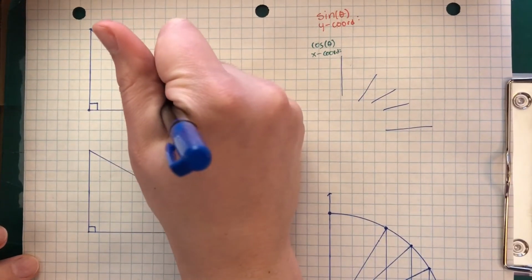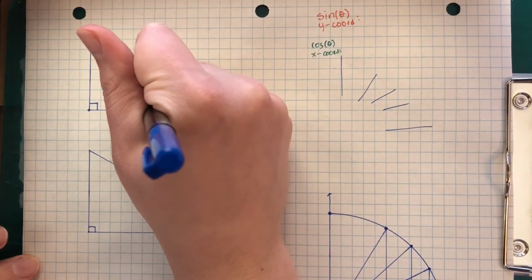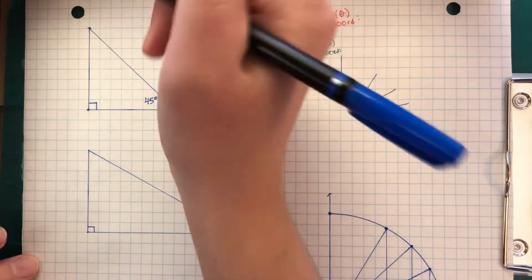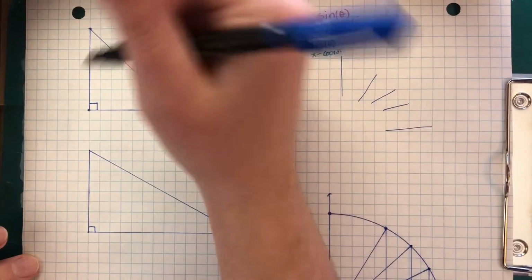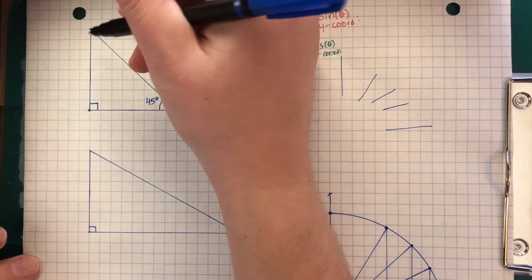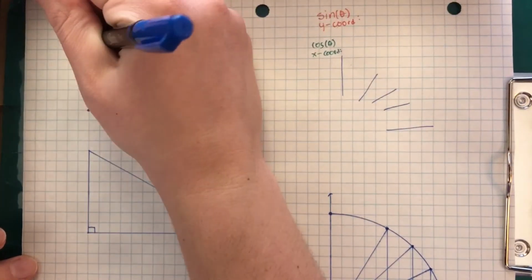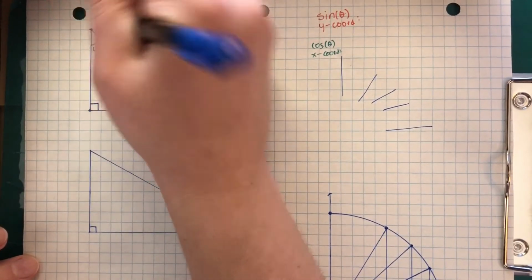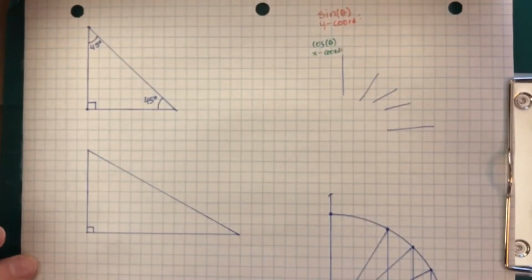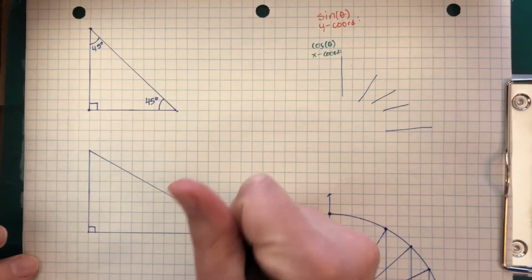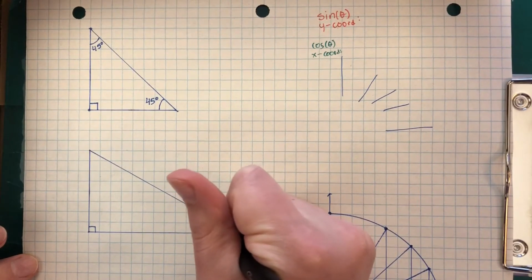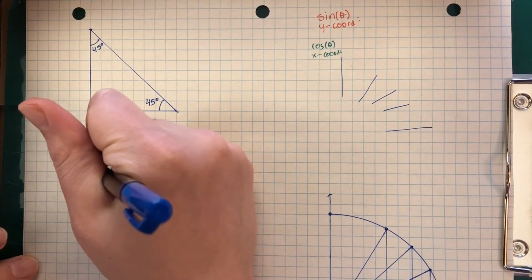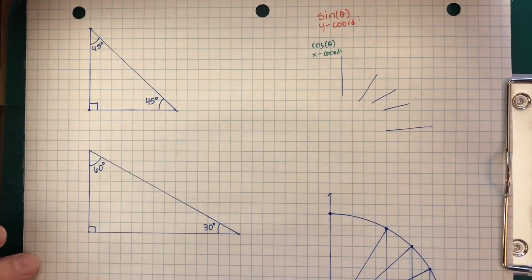So this angle is 45 degrees, meaning that this angle, because we know that the three angles, 90 plus 45 plus this, must add up to 180, needs to also be 45 degrees. And on this triangle, this angle is 30 degrees, and this one is 60 degrees.